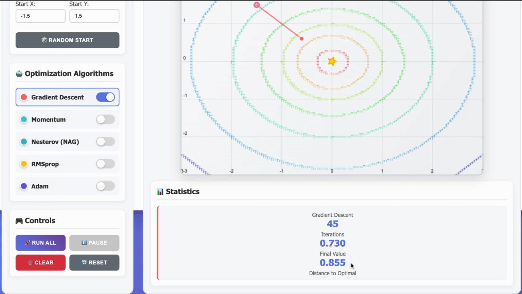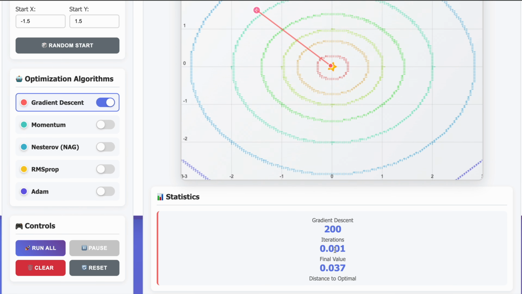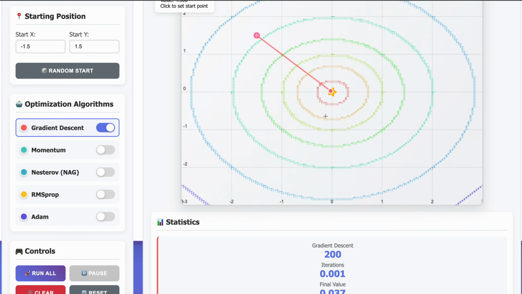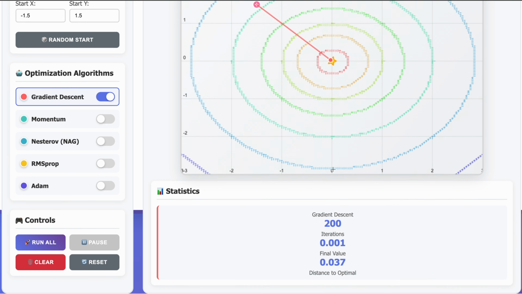Then you will see how many iterations gradient descent took to converge to the global minima, and you can see the final value. It's lying at 0 cross 0. The global minima is at 0 cross 0, and for distance to optimal, we can also look at the final value, 0.01, of our solution.